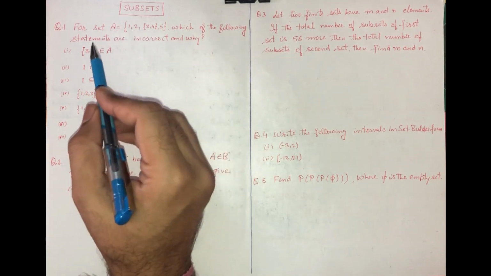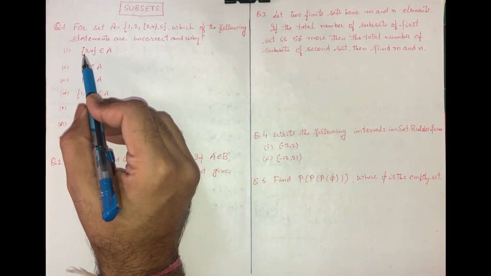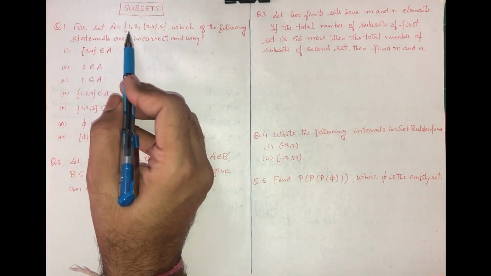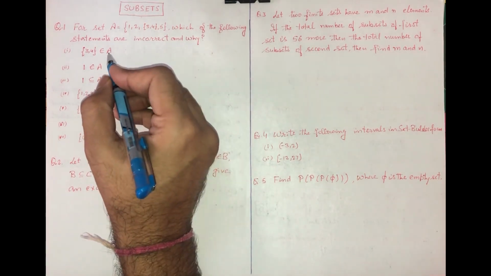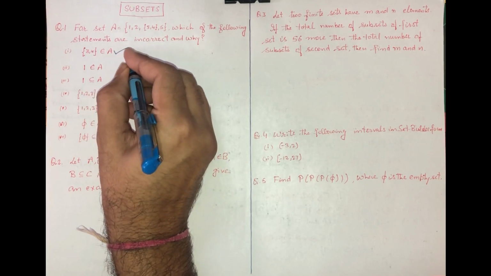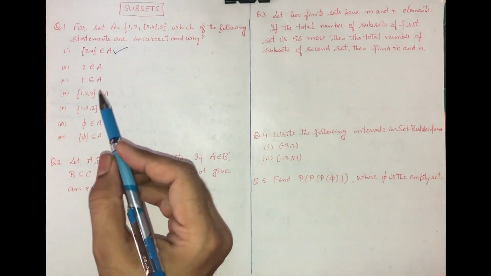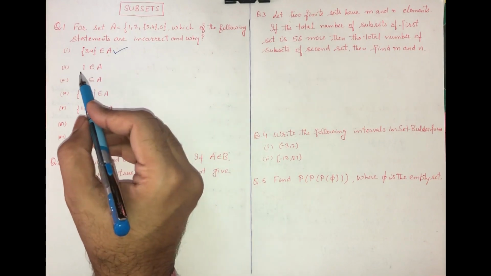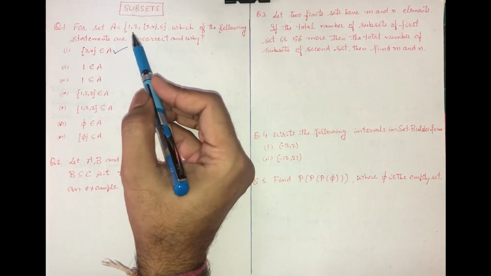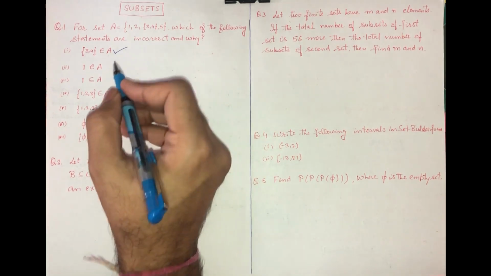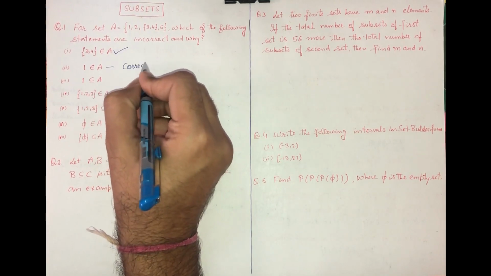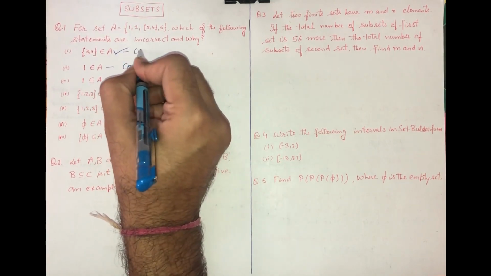So we try first question. You see {3, 4} belongs to A. So is it an element of this set? Yes, of course. So this is a correct statement. So this is not incorrect. Next question. 1 belongs to A. Is 1 belongs to A? Yes. So this is again correct.